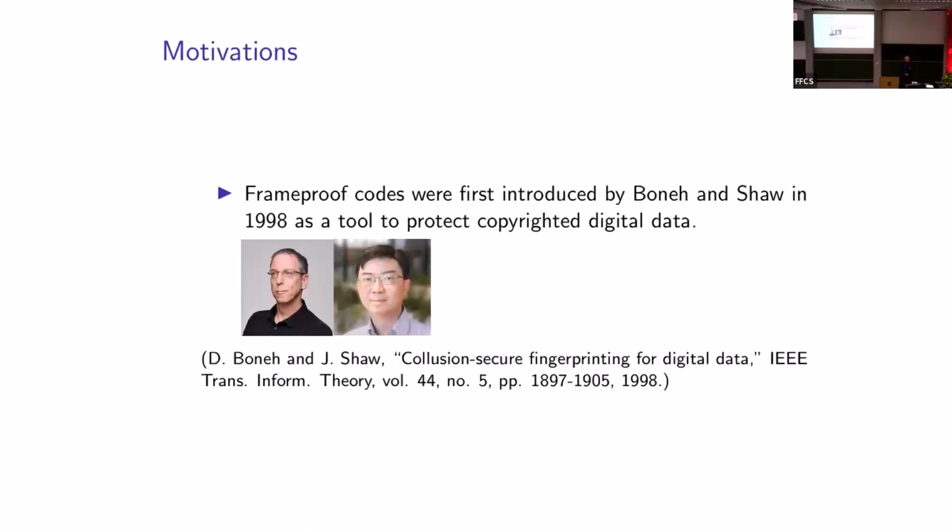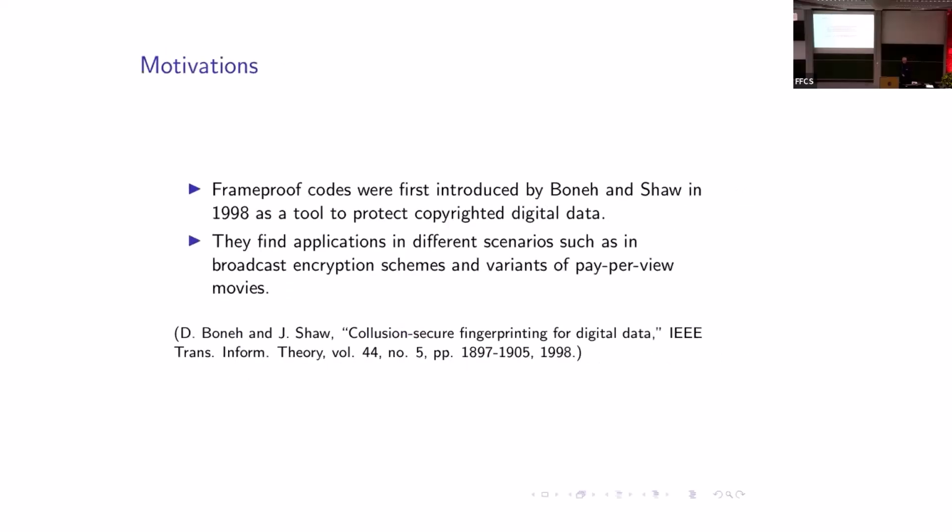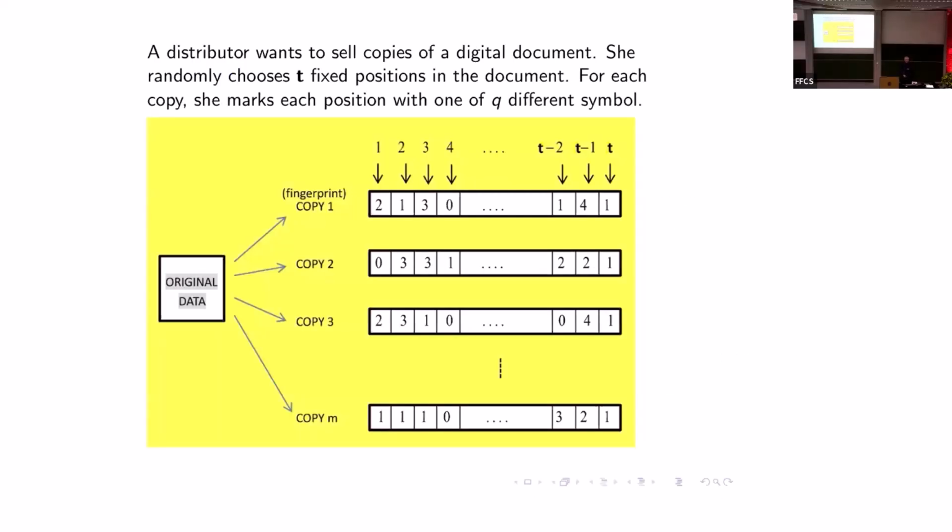Frame-proof codes were introduced by Boneh and Shaw in the context of protecting digital data. And the idea essentially is the following. I will explain the idea. Suppose that you have a document, for instance, a photograph or whatever, some digital document that you want to distribute, okay? That you want to sell. But you want that only legitimate copies stay around.